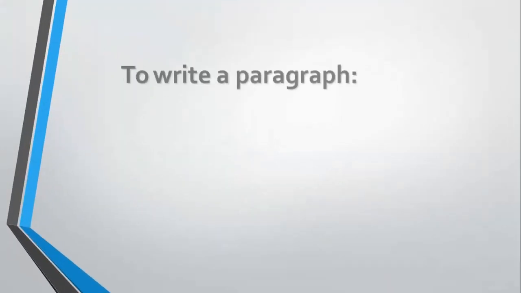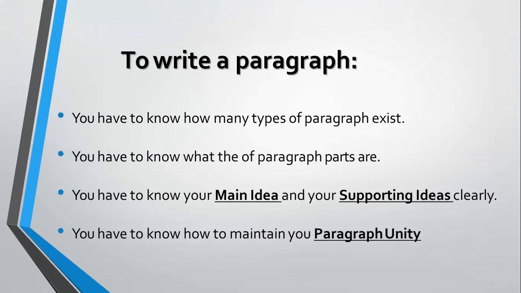If I ask you to write a paragraph about anything, you have to first decide which type of paragraph you're going to write. We have many types, so you have to decide which one matches your target, the reason why you write. Number 2, you need to know the parts of the paragraph. I can never ask you to write a paragraph without knowing the parts. Number 3, you have to know the main parts of your paragraph, like the main idea and supporting ideas, and we're going to discuss them thoroughly today. The last thing you need to maintain in your writing is the paragraph unity. Let's take them one by one.